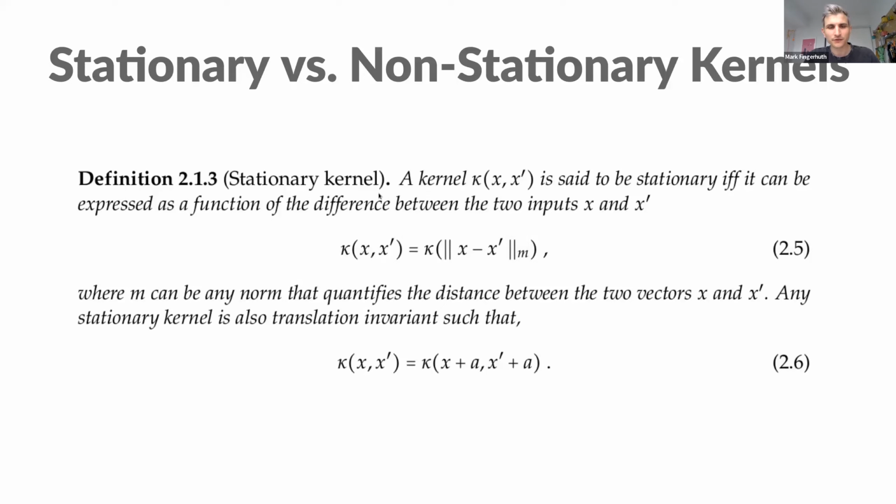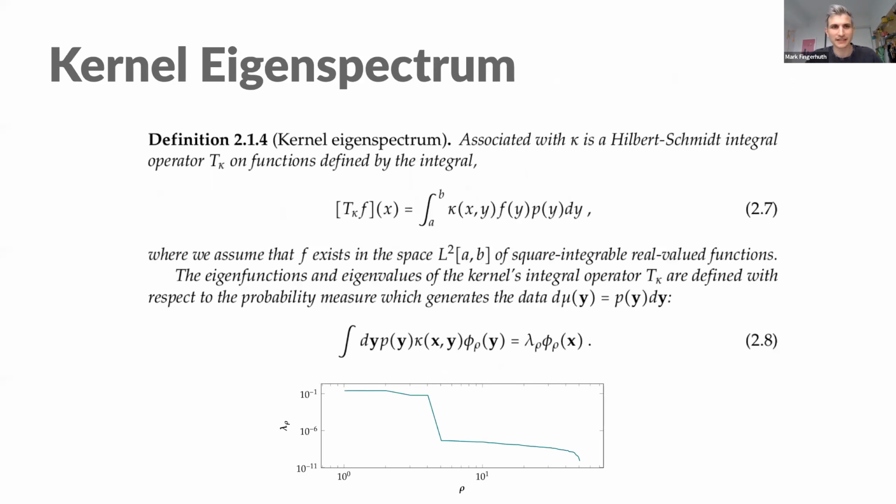So what does it mean to be stationary? If a kernel kappa can be expressed as a function of the difference between the two inputs x and x prime, then we say that the kernel is stationary. A stationary kernel also comes with the property that it tends to be translationally invariant, but mainly the fact that it can be written as the difference between the two inputs allows us to use some tricks in the equations, as you will see in a couple of slides.